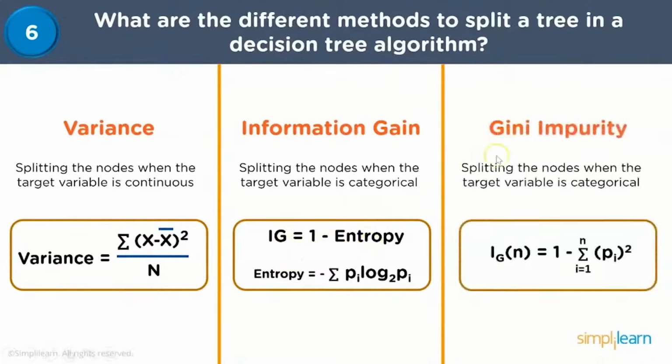Finally we have Gini impurity. Gini impurity is the probability of incorrectly classifying a randomly chosen element in the dataset if it were randomly labeled according to the class distribution in the dataset. Below you can see the formula for Gini impurity. We have 1 minus the summation of p i squared, where n represents the number of classes and p i represents the probability of randomly picking an element of class i.